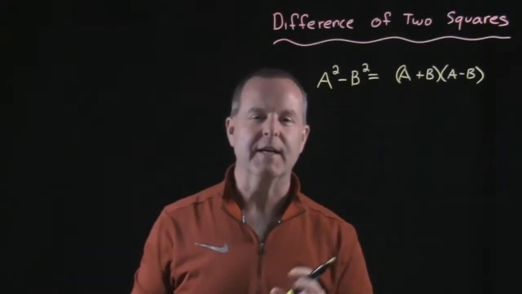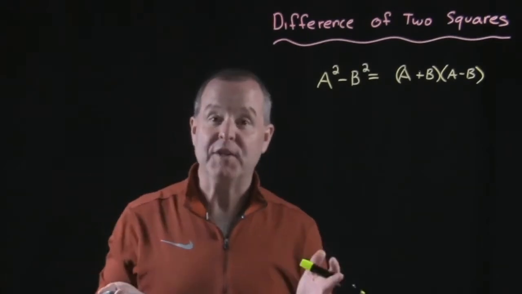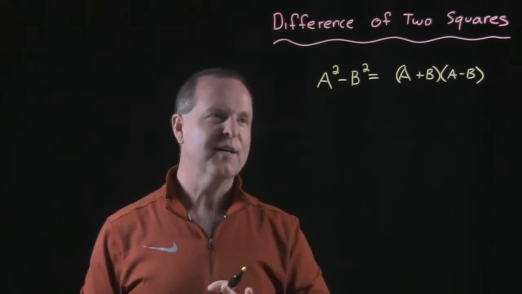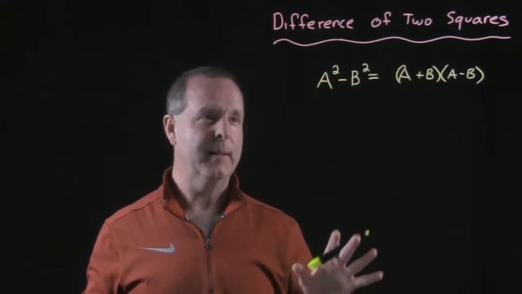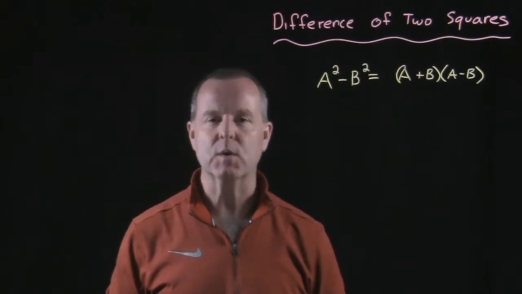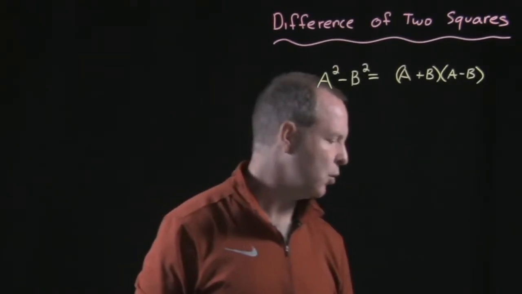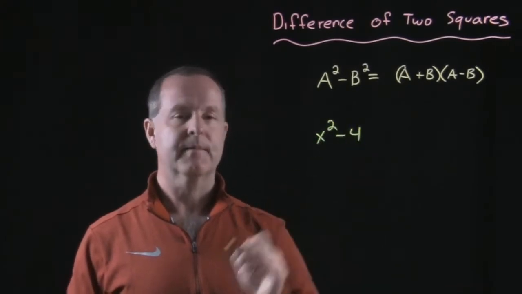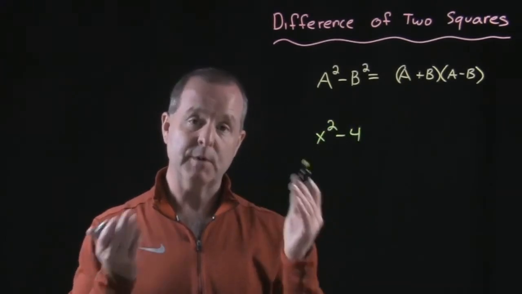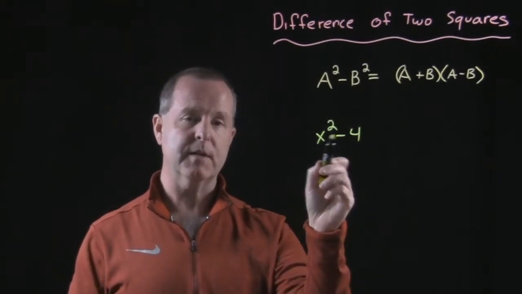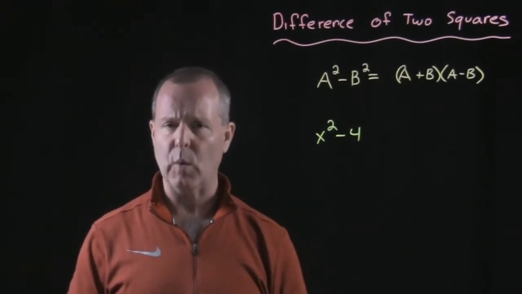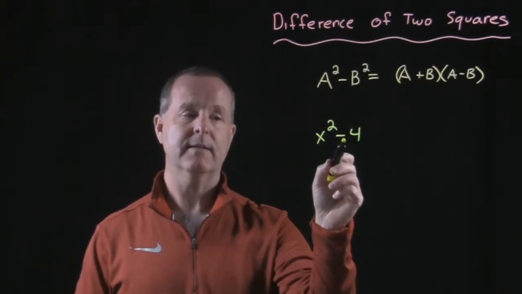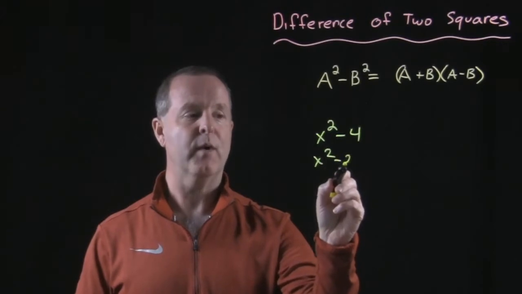Now I want to introduce to you some special forms that, if we can recognize, make factoring a lot of fun. One is this idea of difference of two squares. A difference of two squares is a polynomial that is a subtraction, where both of the numbers on either side of the subtraction are perfect squares. This is an x squared minus a 2 squared.